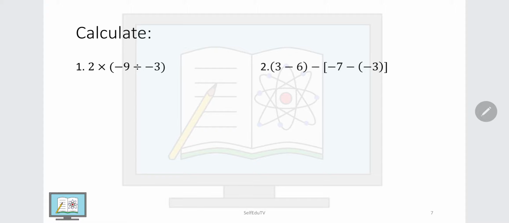We solve the one in bracket first, according to the BODMAS rule. -9 divided by -3 will be +3. So 2 times 3 obviously is 6. You may use a calculator to check your answer, but try to solve it without the use of a calculator. Show all your working.